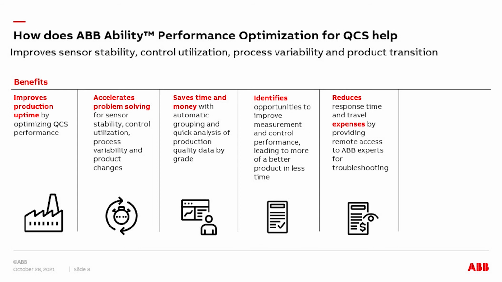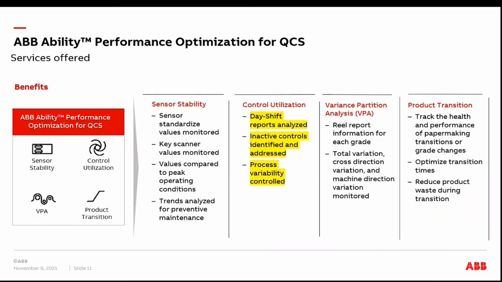It increases the availability of the process speeds and product quality. So how does this control utilization channel work? In a paper machine, we will have a day shift report generated at the end of the day. This day shift report summarizes the MD and CD control utilizations.